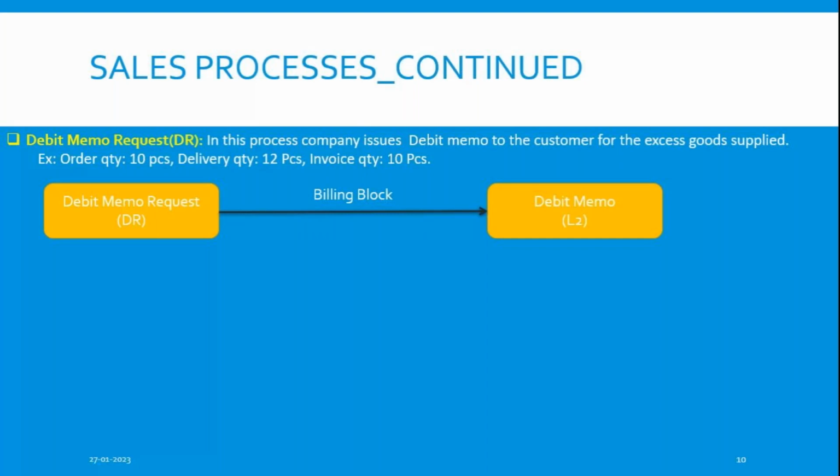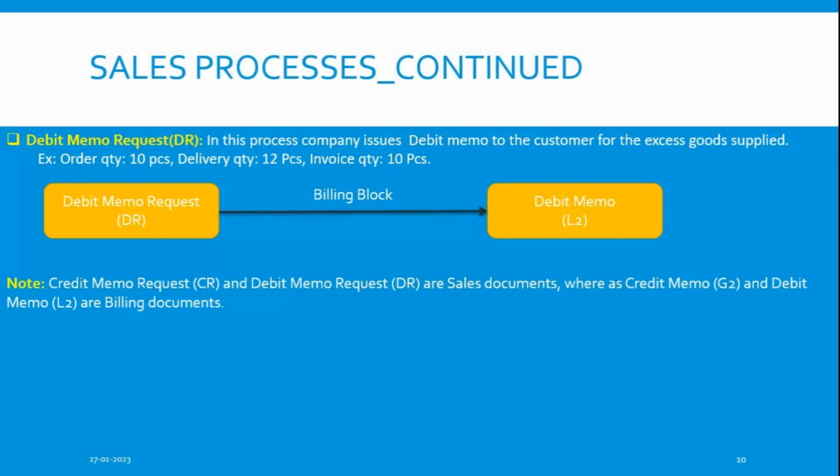Let's say one more example here. Order quantity is 10. Delivery also 10, but the invoice is by mistake only for 8. Order 10, delivered also 10, but invoice is only for 8. Then it is understood that the customer is invoiced with a low amount, not an excess amount, a lesser amount. For that reason, again, this debit memo request comes into the picture.